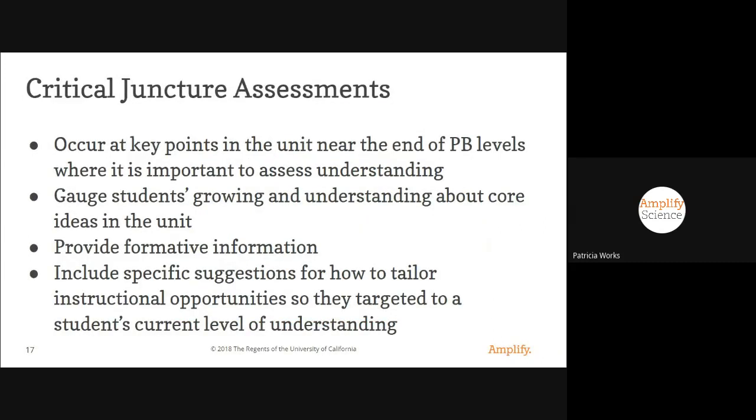The critical juncture assessments occur at key points in the unit where it's especially important that all students understand the content so they're well positioned for learning experiences to come. They gauge students' growing understanding about core ideas in the unit. They provide formative information, and they include specific suggestions for how to tailor instructional opportunities so that they're targeting lessons to a student's current level of understanding.